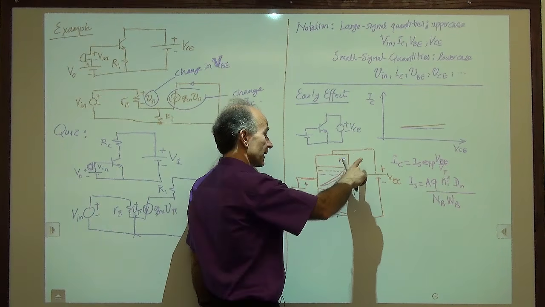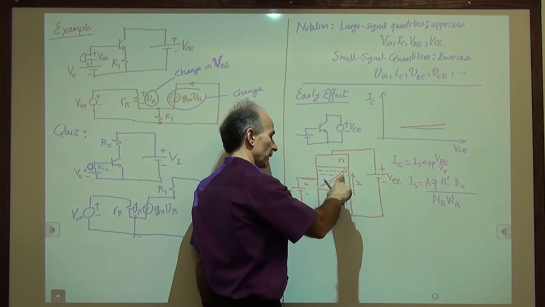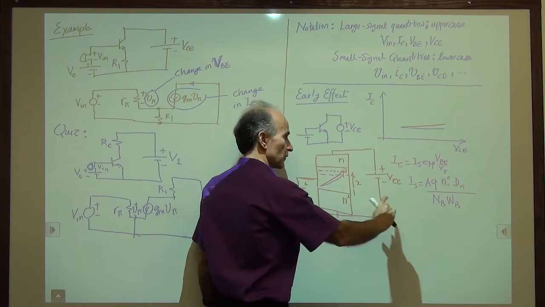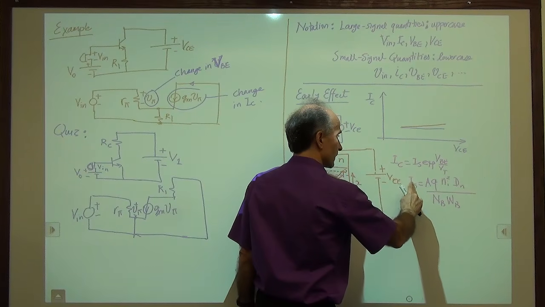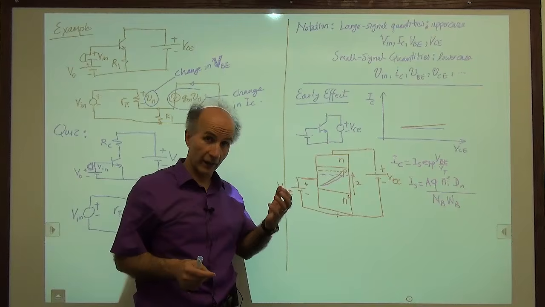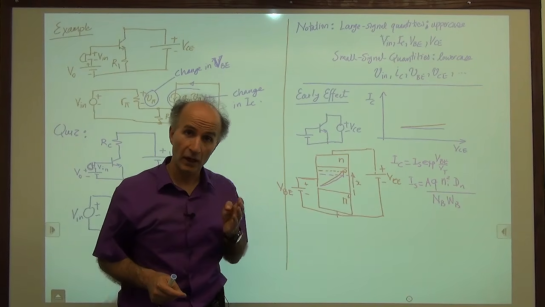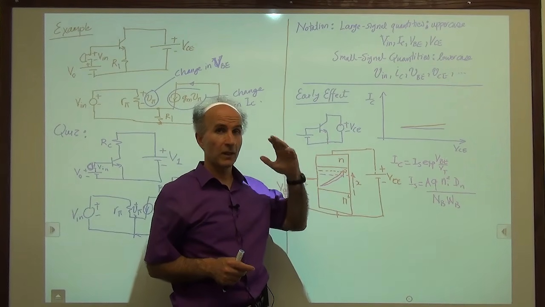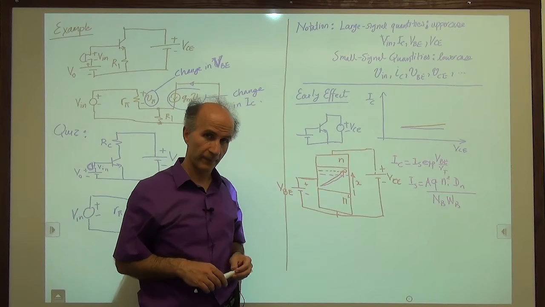So what we see is that as the collector voltage increases, the base width decreases. So this decreases, IS increases, IC increases. So interestingly, IS itself is not constant. It's actually a function of the collector voltage.